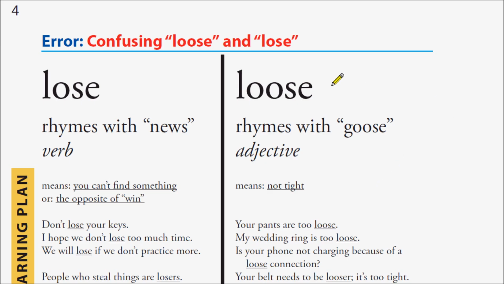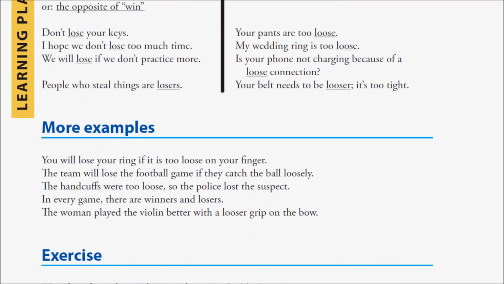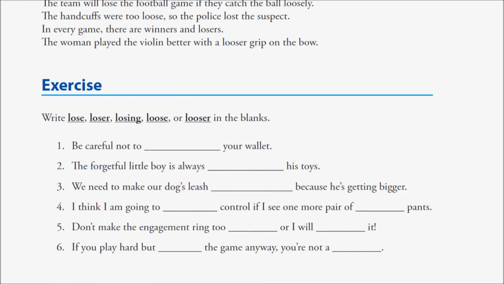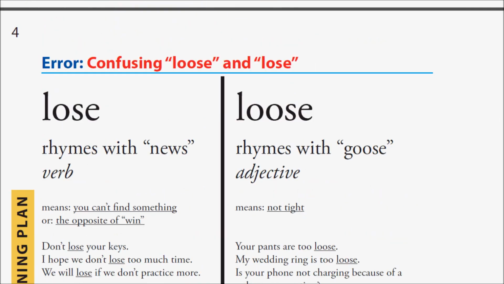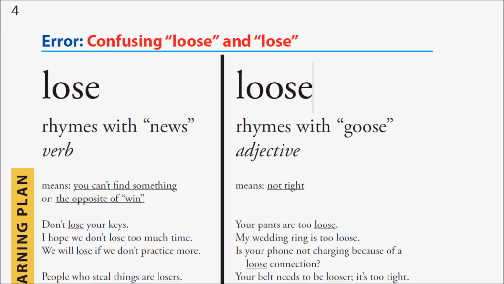People are constantly confusing these, putting one in for the other. Don't do it. This is loose. This is lose. And here are some examples that you should read, and then you should get all of these correct. You're going to write lose, loser, losing, loose, or looser in the blanks. Only one of them is correct for each of these. So make sure that you don't confuse loose and lose.